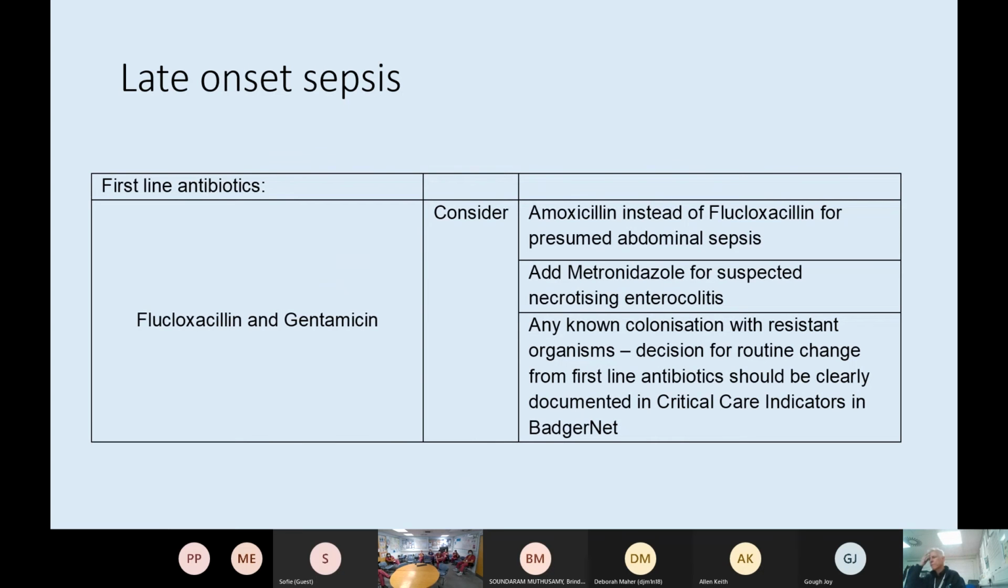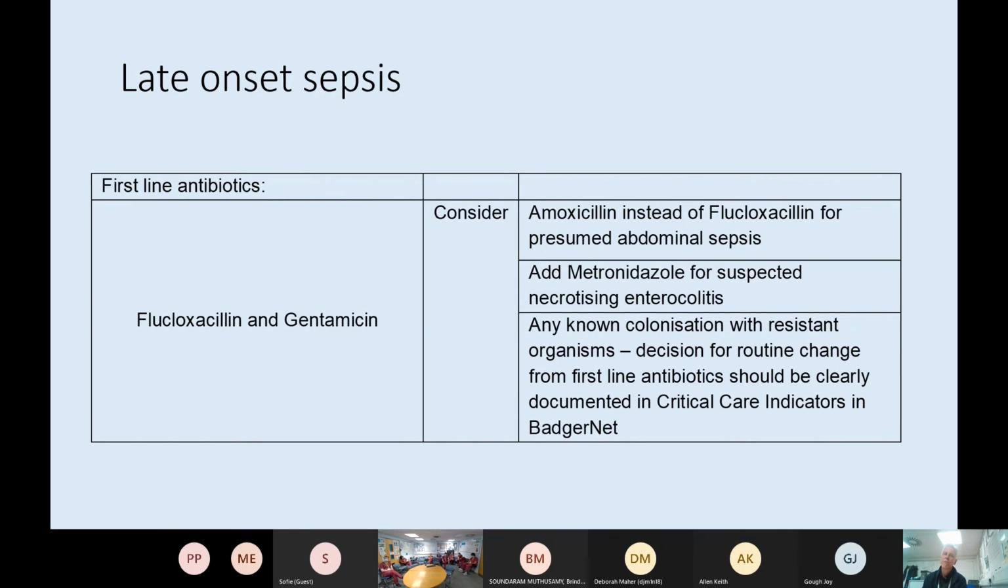So first line, we use flucloxacillin and gent here. I think most neonatal units are now going to these kind of simple antibiotics for first line in late onset sepsis. There are still, I think, neonatal units around the place that go straight in for vancomycin instead for their gram-positive cover, and some units will use something a bit more broad spectrum than gentamicin as well.